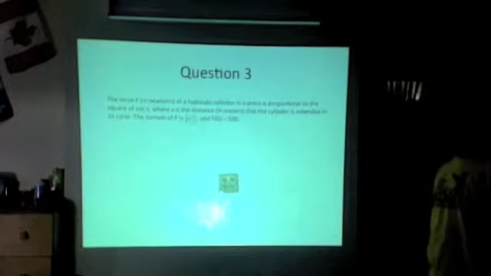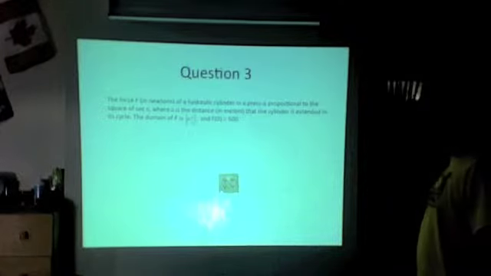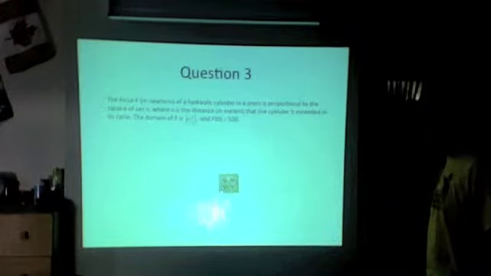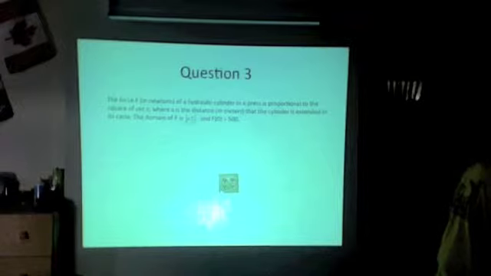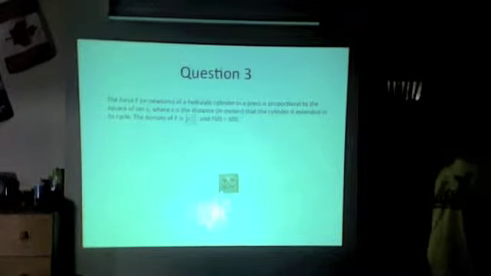Question 3. The force F in newtons of a hydraulic cylinder in a press is proportional to the square secant x, where x is the distance in meters that the cylinder is extended in its cycle. The domain of F is 0, pi over 3, and F of 0 equals 500.